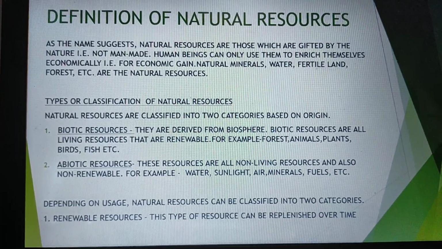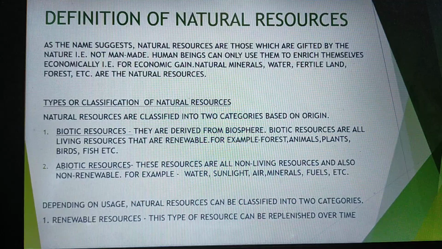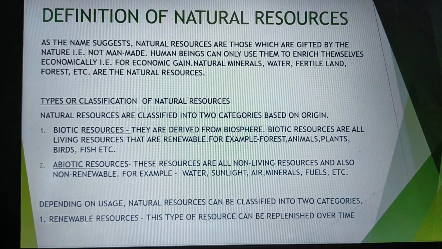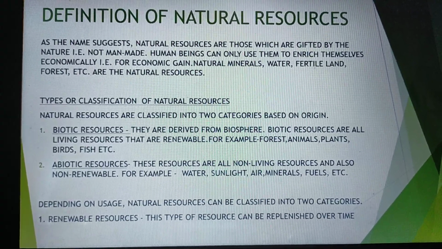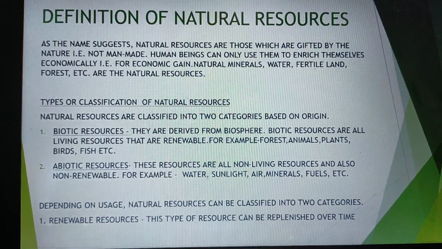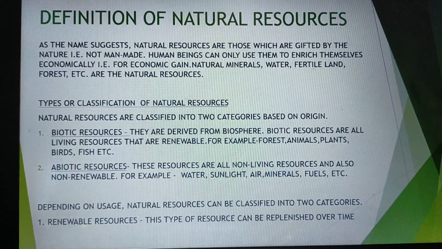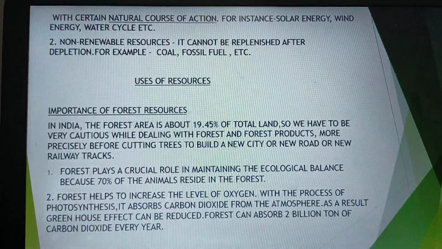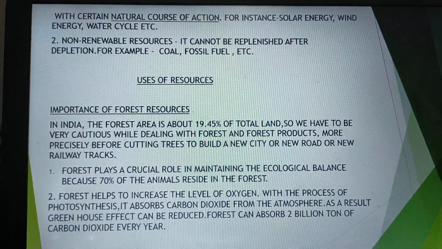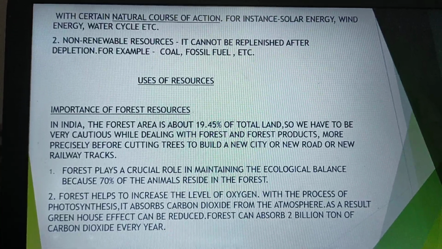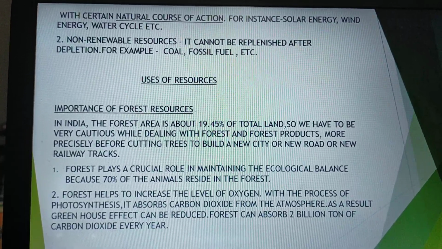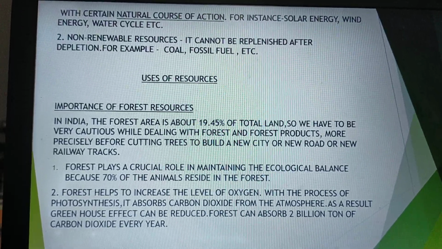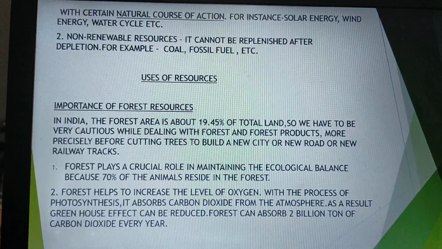Now, depending on the usage, natural resources can be classified into two categories: renewable resources and non-renewable resources. Now, what are renewable resources? This type of resource can be replenished over time with a certain natural course of action. So, for example, we get solar energy, wind energy, water cycle, etc. What happens is that we use up this energy and they again get restored.